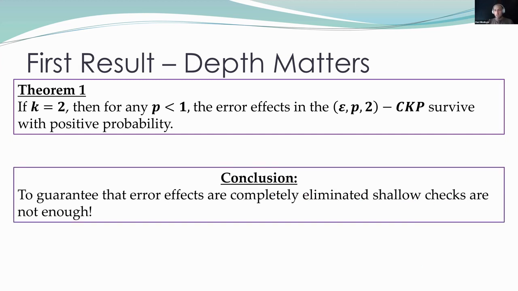Right, and the conclusion is very simple. If you want to guarantee that the error effects are completely eliminated, you cannot have checks which are too shallow. If you're going to write a paper and you want to ensure that no mistakes propagate too much, it is better to check not only the paper you cite and the paper they cite, but a few levels upwards as well.